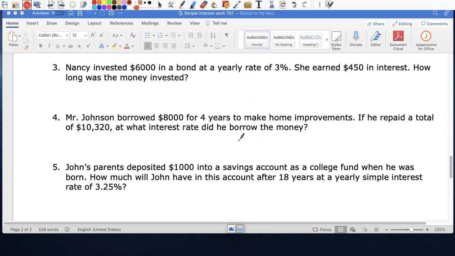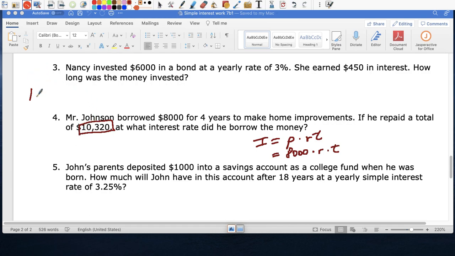Mr. Johnson, again, borrowed $8,000, 4 years to make home improvement. He repaid a total of $10,320. What interest rate did he borrow the money at? All right, so I equals PRT. So he borrowed $8,000. We don't know the interest rate, so R is going to be our variable. He did it for 4 years. And how much interest did he pay? Well, he borrowed $8,000. Think about it. At the end of 4 years, he paid $10,320.